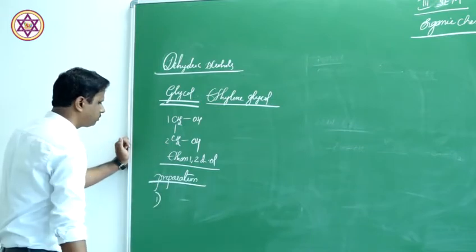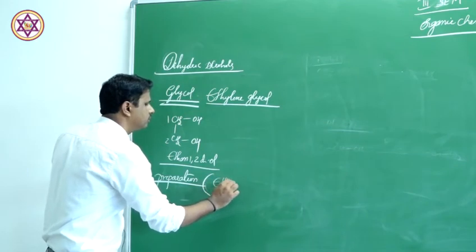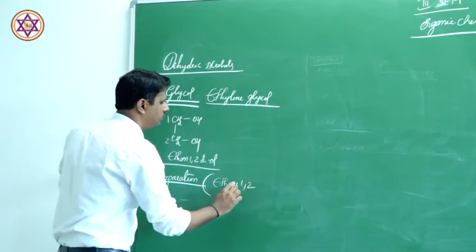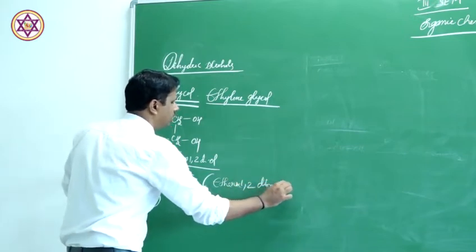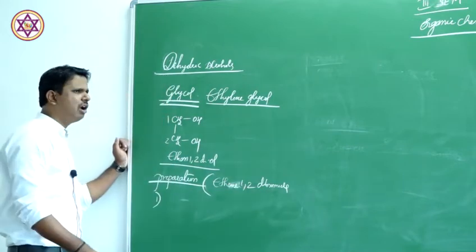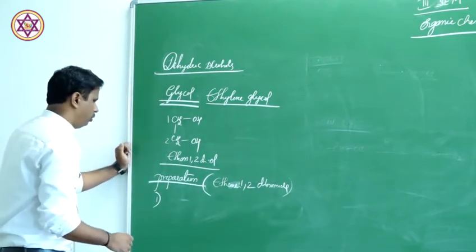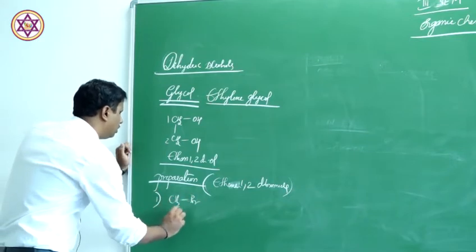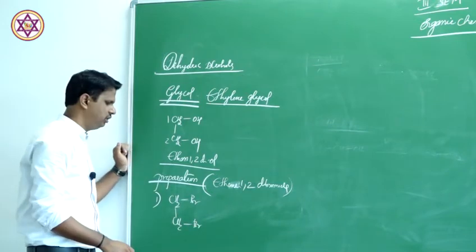First method means we are preparing this using ethylene 1,2 dibromide. Ethane 1,2 dibromo ethane, both are same. Ethane 1,2 dibromide. So we'll write it here. We have CH2Br. This is 1,2 dibromoethane.